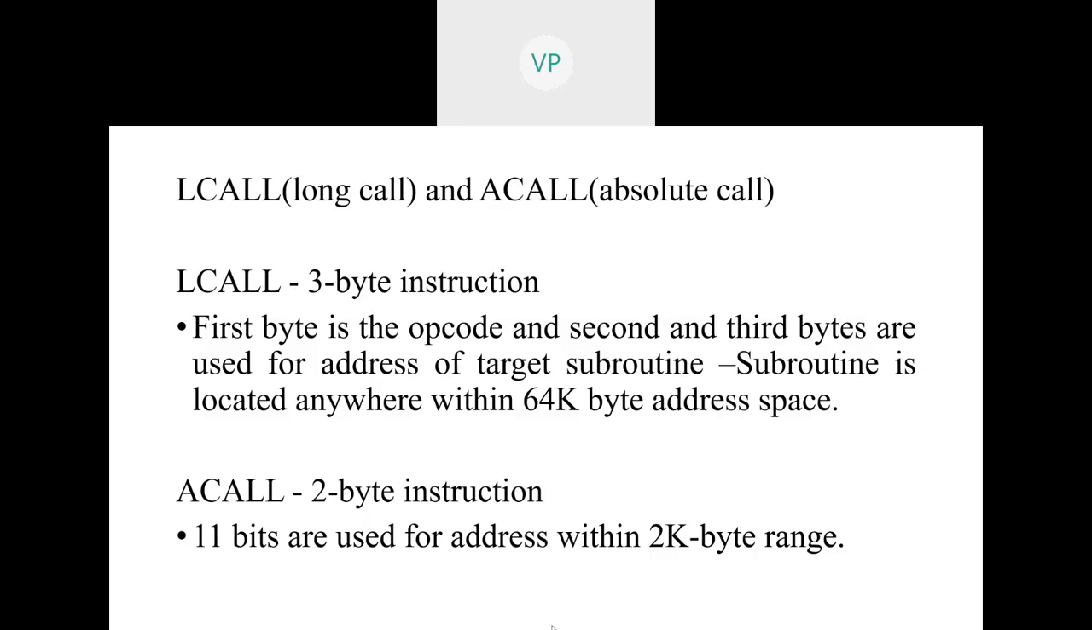Here the first byte is the opcode, and the second and third bytes are used for the address of the target subroutine. Since the subroutine could be anywhere within 64 kilobytes of program memory space, we need 2 bytes of address there. And ACALL is a 2 byte instruction, where 11 bits are used for the address within a 2k byte range, right?